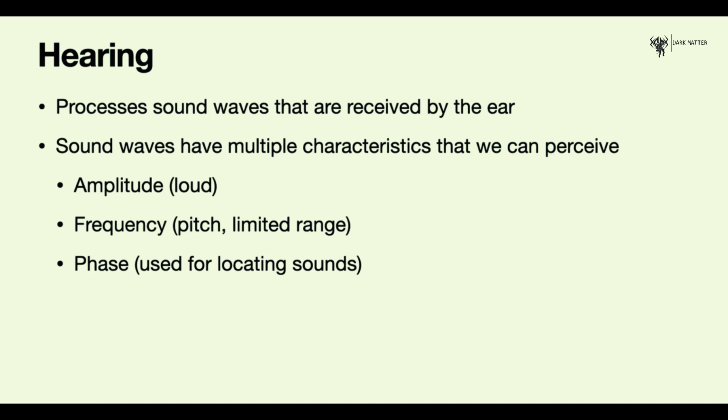For example, humans can hear sounds with a frequency up to 20 kHz, while dogs can hear frequencies up to 44 kHz. So this is species dependent. Sound waves also have a phase, and this is used to locate where sounds are coming from.